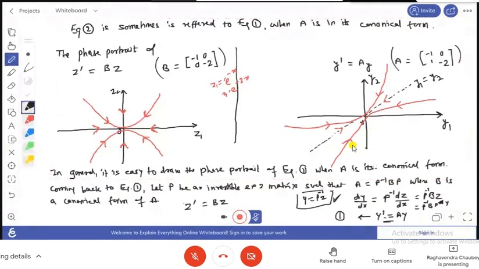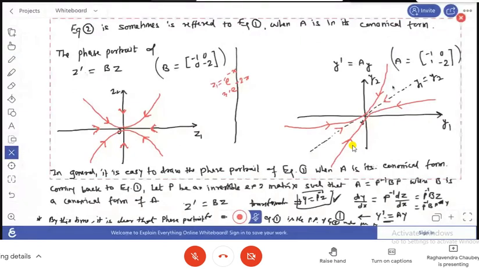Okay, so in the next page, or here we can also write a line in the remark: by this time it is clear that the phase portrait for equation first is the phase portrait of equation third under the transformation. That transformation is y equals p inverse z. Okay, so these two will be the same.